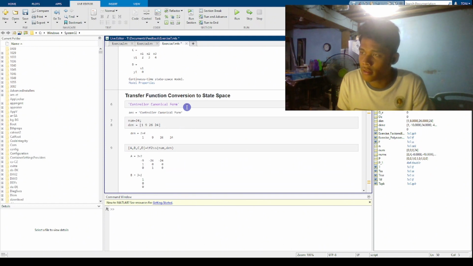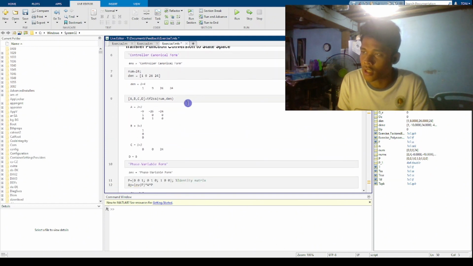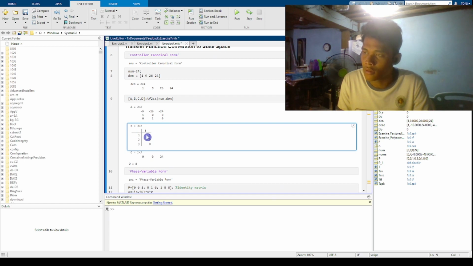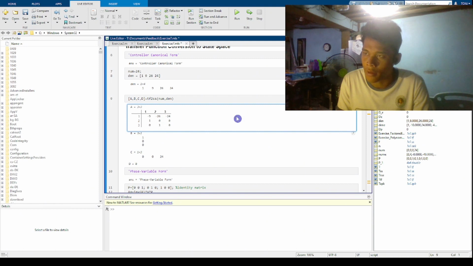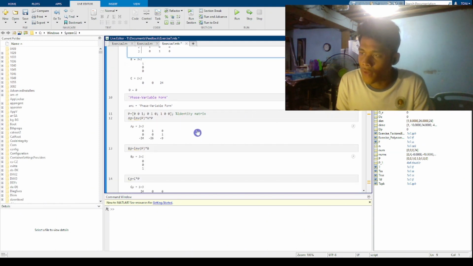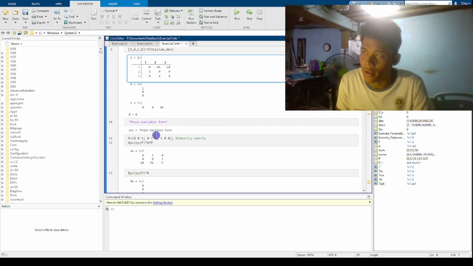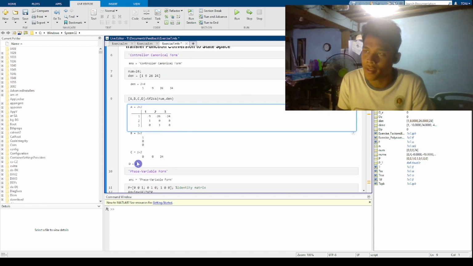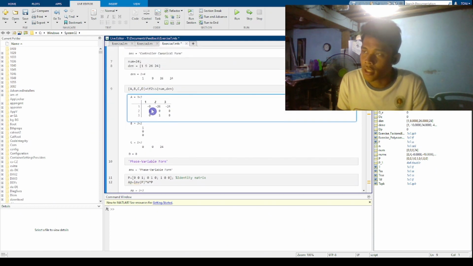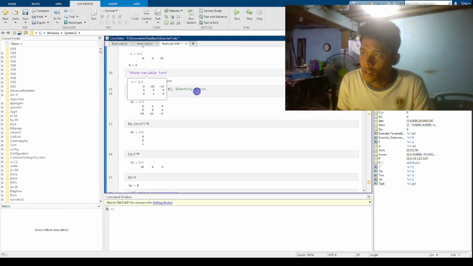On the other hand, this one is in the controlled canonical form, as evident from B having only the one on the top as occupied. The rest are zeros. The phase variable form follows directly from a series of commands from the controlled canonical form.